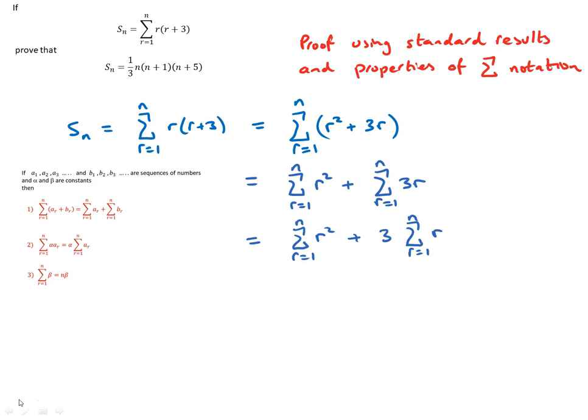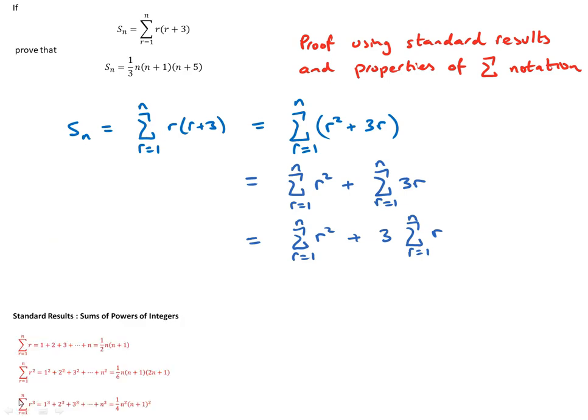Now, we've also, at this stage, got the results about sums of powers of integers. We know that the sum between r equals 1 and n of r is just the same thing as a half n (n plus 1). And the sum between r equals 1 and n of r squared is 1/6 n (n plus 1)(2n plus 1). So the sum of r squared is 1/6 n (n plus 1)(2n plus 1), and then we've got plus 3 times the sum between r equals 1 and n of r, which is a half n (n plus 1).